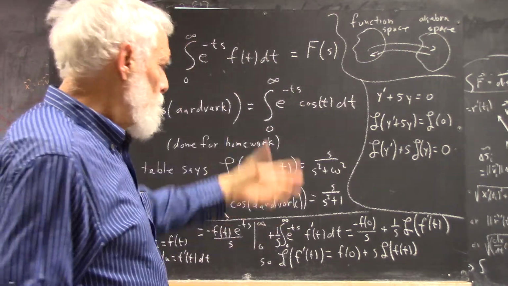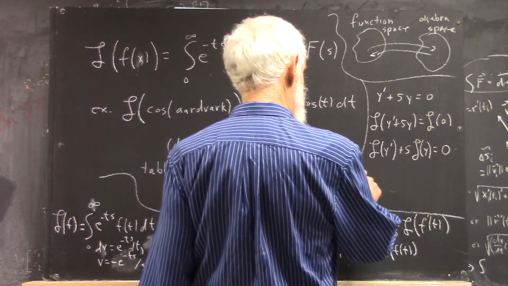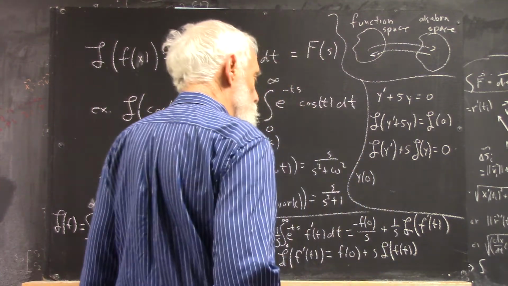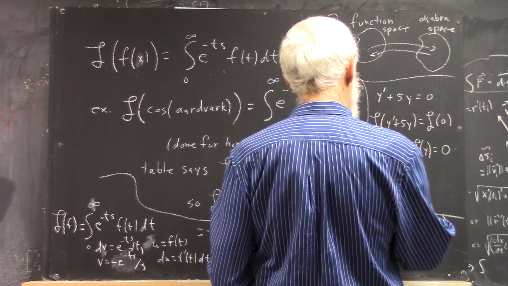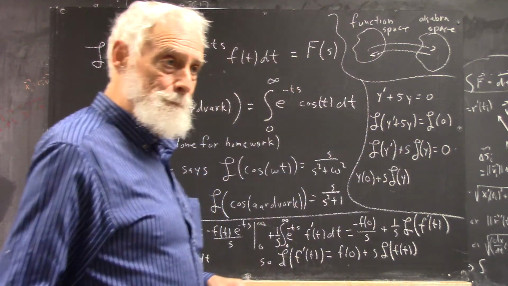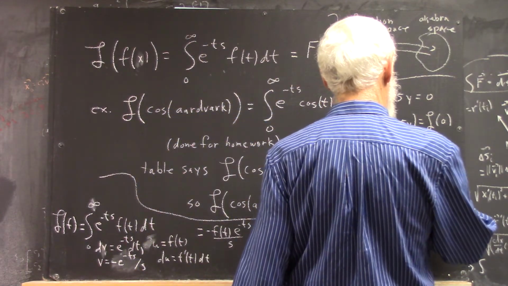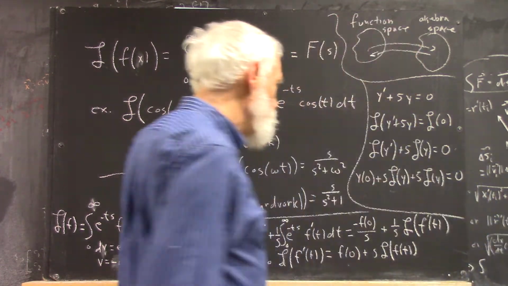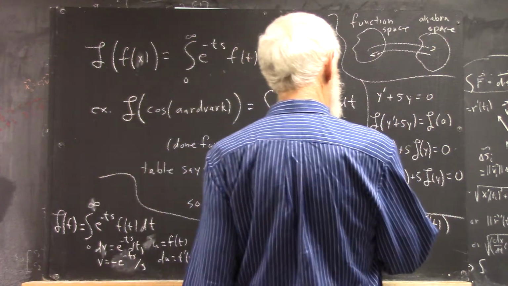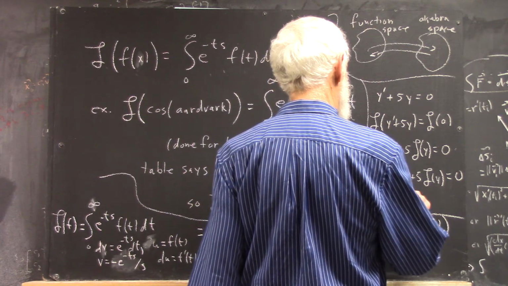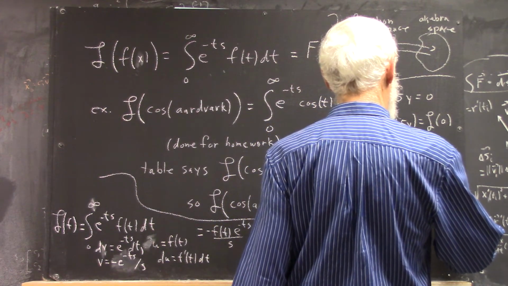Okay? Now, what's the Laplace transform of y prime? Well, down here that's negative y of 0, plus s times the Laplace transform of y, right? Plus 5 times the Laplace transform of y, and that's equal to 0. So, what do we get? We get s plus 5 times the Laplace transform of y equals negative y of 0.